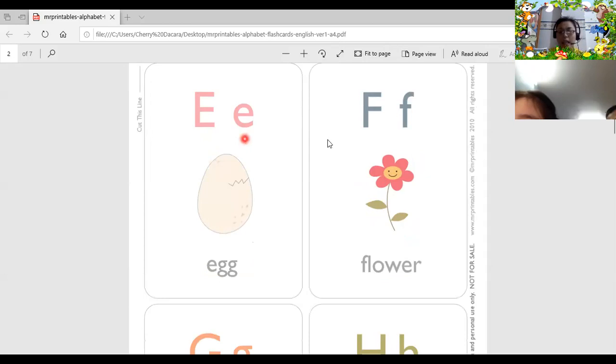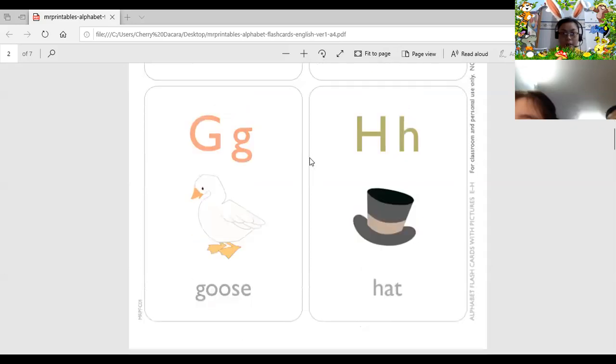That is letter E. And this is letter? Letter F. Okay, very good. Letter F. What about this one? Letter G. Okay, good job. Letter G. And this is letter? Letter H. Okay, letter H.